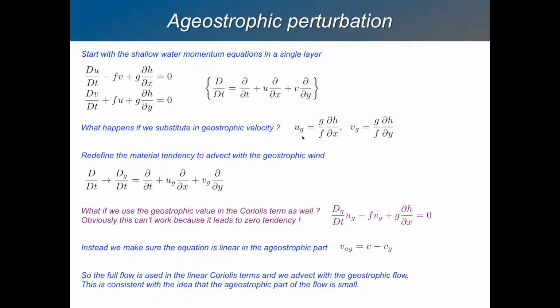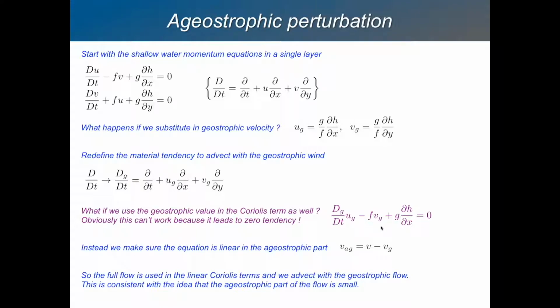So let's just say that ug is g over f dh by dx, vg likewise, and we just put that into these equations. And we'd also have to put it into the definition of the substantial derivative. So our d by dt would become dg by dt, which is d by dt plus advection with the geostrophic flow. Now, we can put the geostrophic values into the advection part. What if we also put it into the Coriolis part? So instead of using the full flow to calculate the Coriolis force, we use the geostrophic flow.